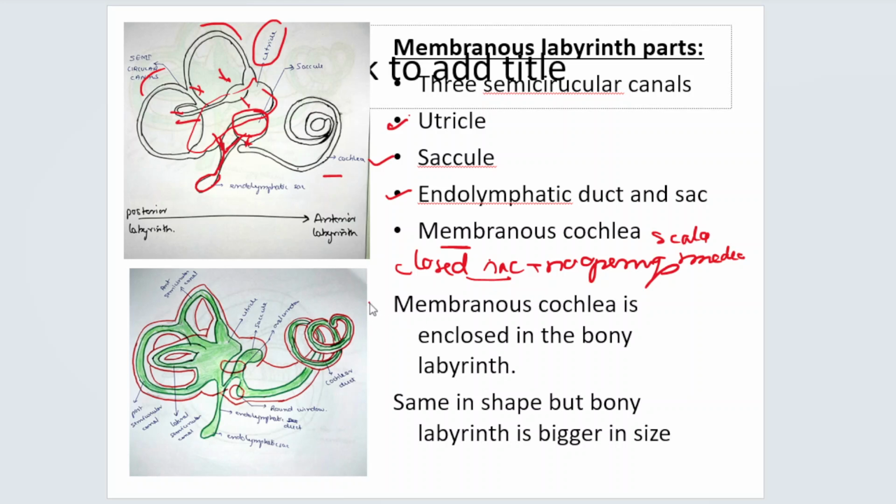Now we have to understand that the membranous cochlea is enclosed in the bony labyrinth. Here you can see the red colored part is the bony labyrinth, and the green colored one is the membranous labyrinth. Both are the same in shape, but the bony labyrinth is bigger in size. So these are the various parts of the membranous and bony labyrinth.